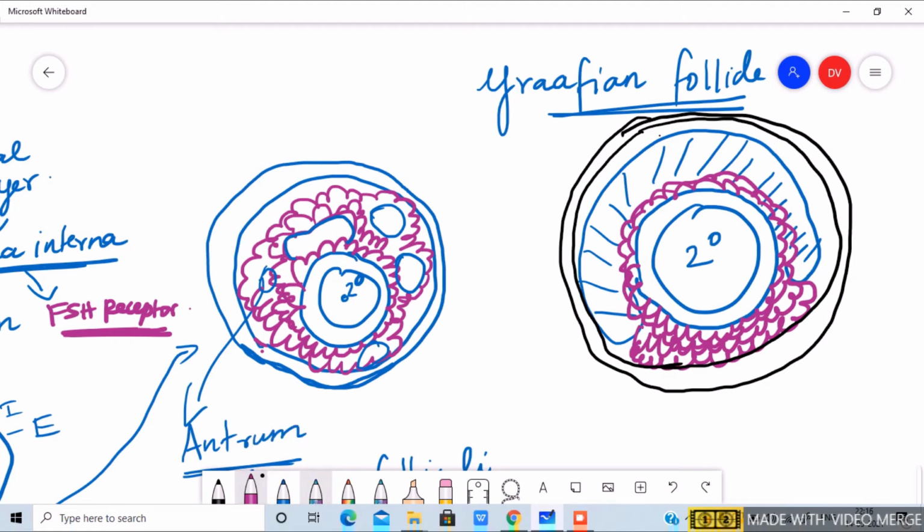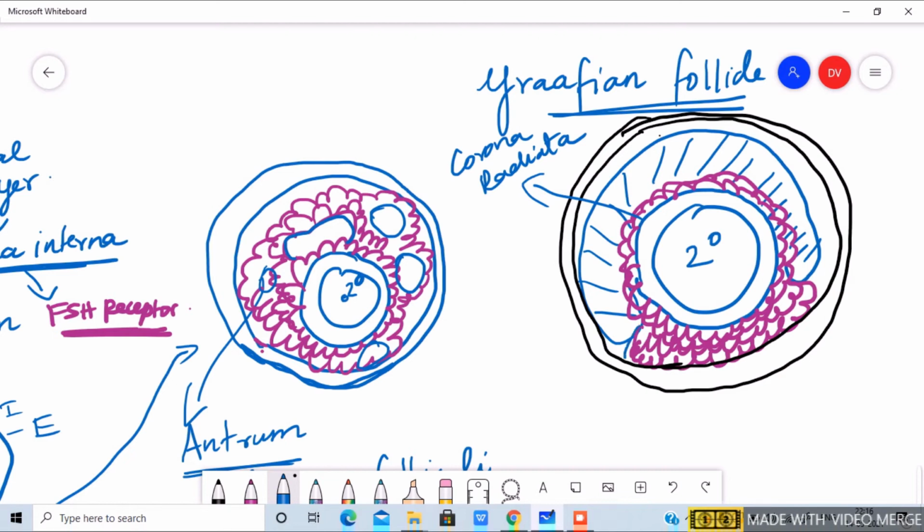If we start from the middle, you have the ovum there, but you should not call it ovum. You have the secondary oocyte, the mature secondary oocyte, followed by the zona pellucida. And guys, can you see this layer surrounding the granulosa cells? That layer we call the corona radiata. And that is surrounded by the antrum, and that is surrounded by the theca interna and externa.